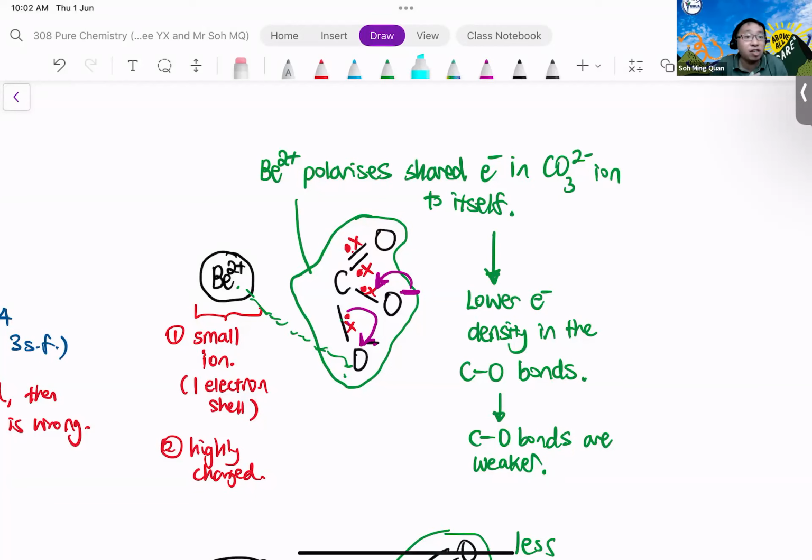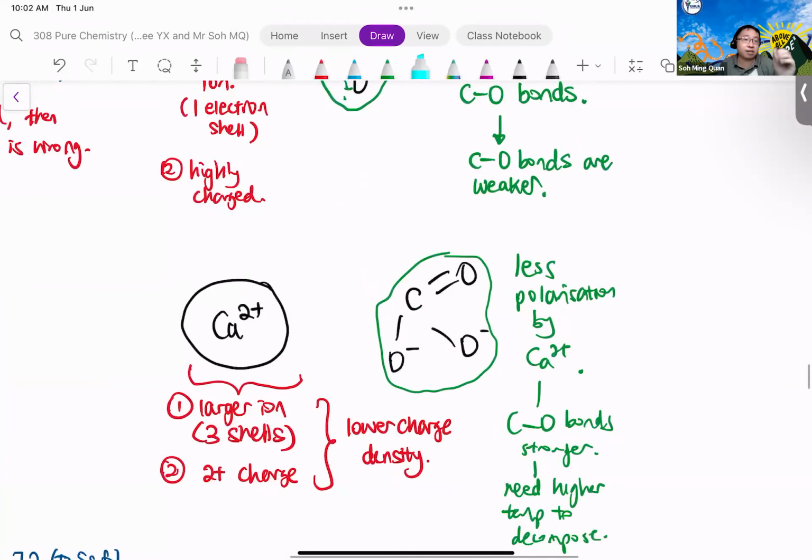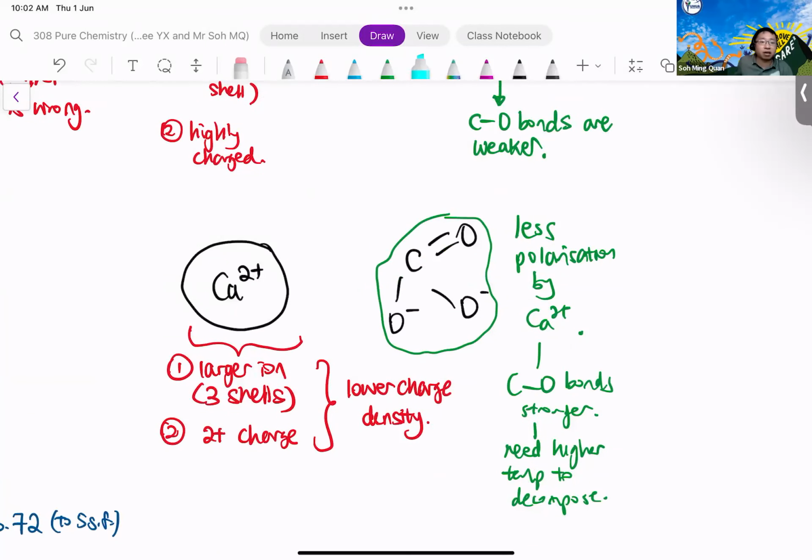Now, Be2+ is a very small metal ion, and it's highly charged, and that's why it's very effective at polarizing the shared electrons. In contrast, if I change Be to calcium, Ca2+ is a larger ion. As a result, it polarizes less. It has a lower polarizing power than Be2+. That's why calcium carbonate requires a higher temperature to decompose, because less polarization means the C-O bonds remain stronger, and hence they need a higher temperature in order to decompose.